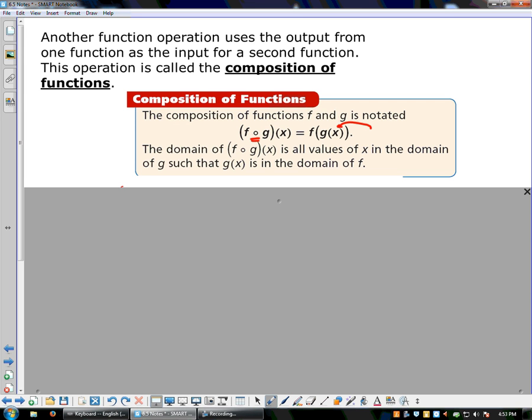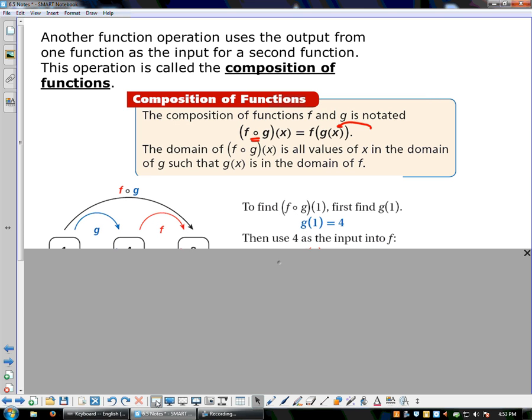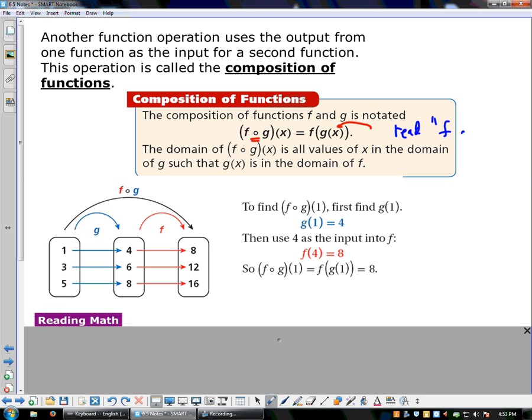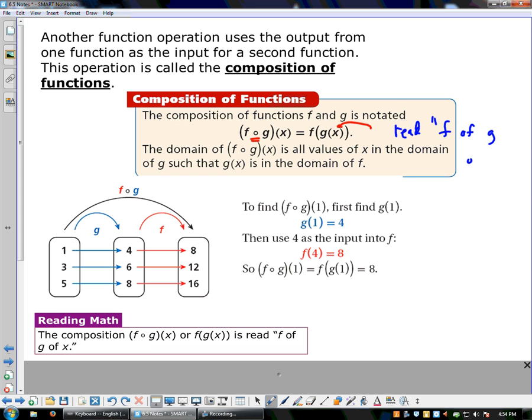The domain of f of g of x is the values of x in the domain of g such that g of x is in the domain of f. Again, that's kind of wordy there. We'll take a look at what that looks like. We read this as f of g of x. That's how we read that when we see it written this way or written this way. That's how you read it, f of g of x. So just a little example here.